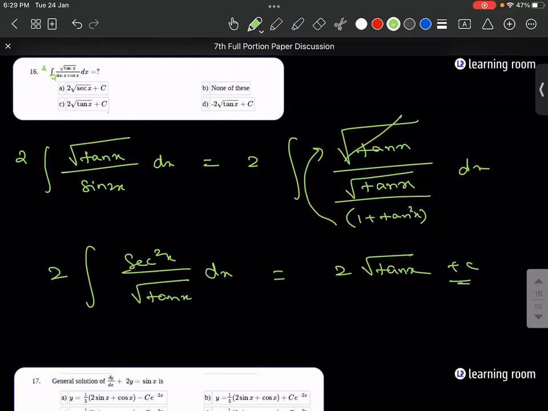But this 2 should go off, no? Here there is a 2, this 2 and 2 will get cancelled. This will not be there. Now it is 2 root tan x plus. Understood? Yes, sir.